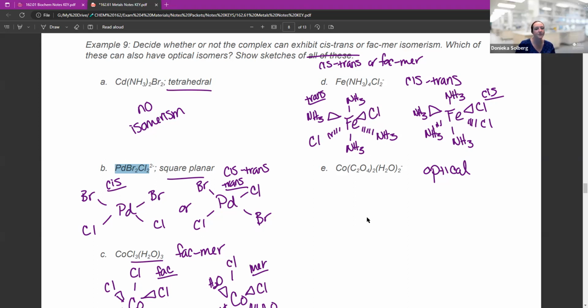And then in part E, I have this one, which has this guy. This is 2 bidentate ligands, and it also has 2 waters, but that means it can have an optical isomer. So anytime you have 2 or 3 bidentate ligands, you can have optical isomers. So I won't make you draw that, however.